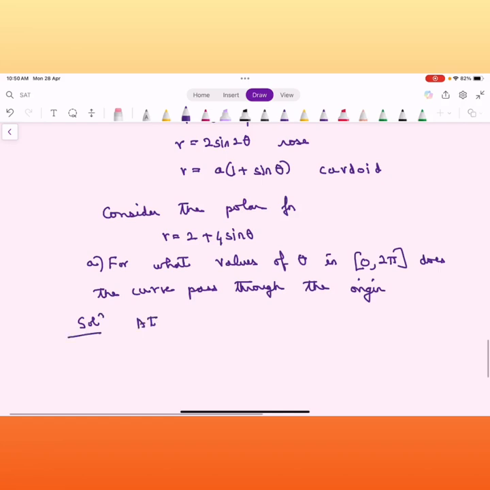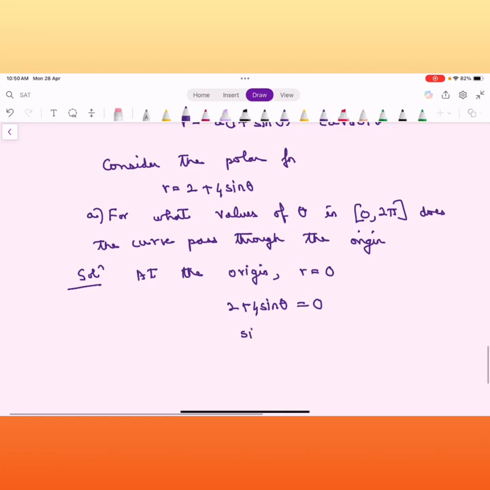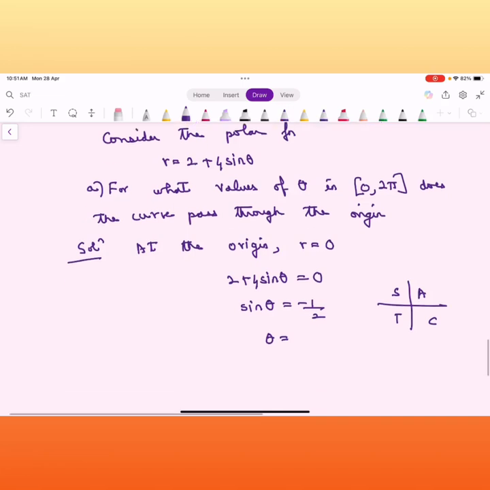At the origin, r is 0. So we equate 2 plus 4 sin theta equal to 0. That would give you sin theta is minus half. And when is sin theta minus half? If you look at the 4 quadrants, sin is negative in the 3rd quadrant and 4th quadrant. So if I take sin of pi plus pi by 6, this will be minus sin pi by 6, which is minus sin 30, which is minus half. So theta can be 7 pi by 6.